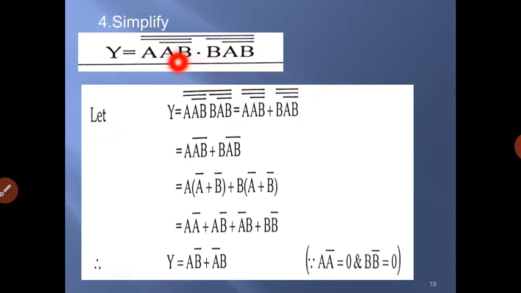The example given is A into AB bar whole bar into B into AB bar whole bar, and then whole bar. So again simplifying the given expression with the help of De Morgan's laws. It is of the form A into B whole bar, which is A bar plus B bar. So A into AB bar whole bar gives A bar plus AB bar whole bar, B into AB bar whole bar whole bar. So those two complements will be cancelling each other.